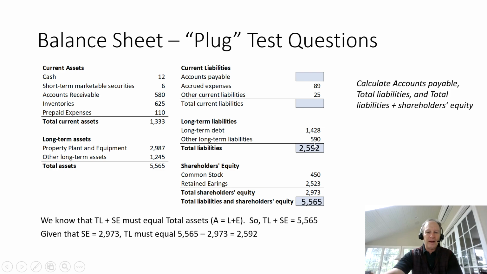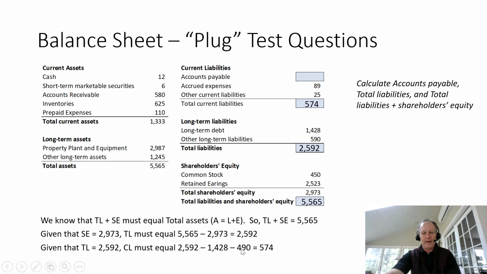And of course, this number here, total liabilities, is going to equal my long-term liabilities plus my current liabilities. So now that I know what my total liabilities are, and I know what my long-term liabilities are, I can deduce what my current liabilities are. So my total liabilities are 2592. My current liabilities must be 2592 minus 1428, and that would give me the number 574. Okay, and so I put that number there.